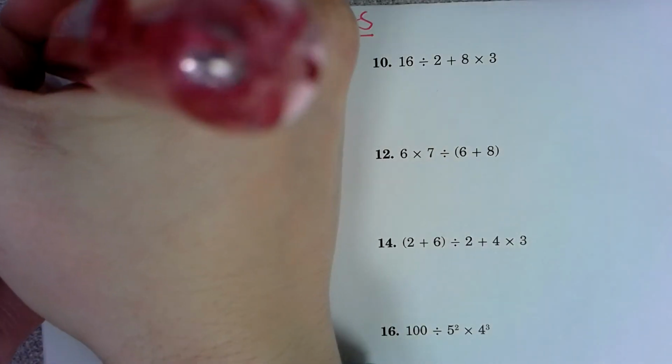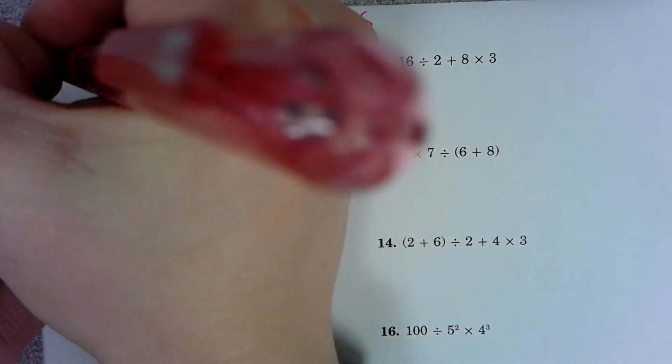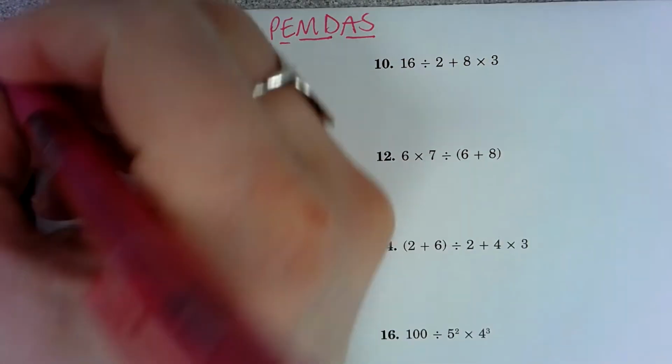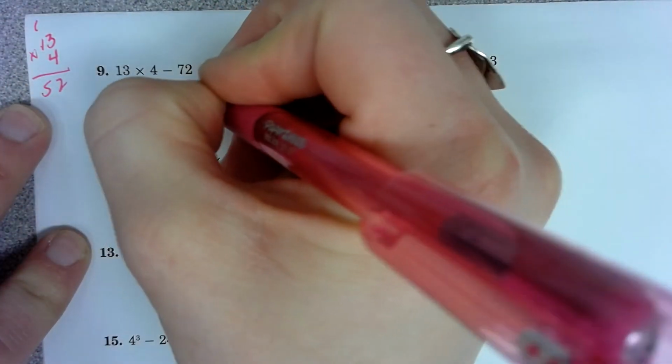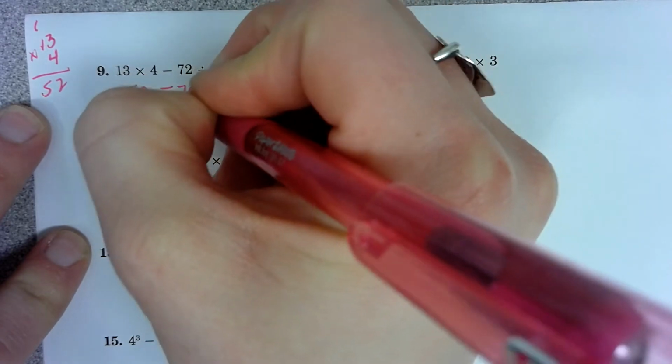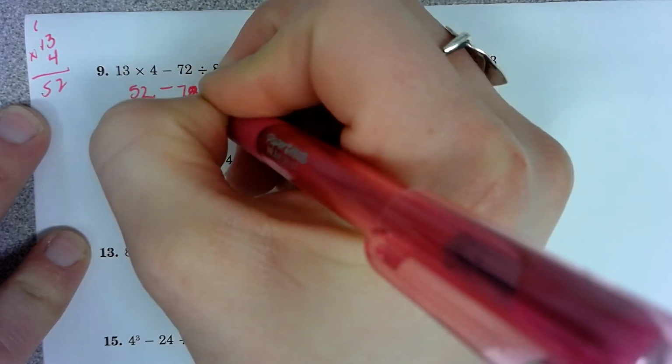Now, I don't really know what 13 times 4 is off the top of my head. So let's go and do that. So 4 times 3 is 12. 4 times 1 is 4 plus 1 is 5. So we do 52, and I'm going to rewrite the rest of the problem, minus 72 divided by 8.